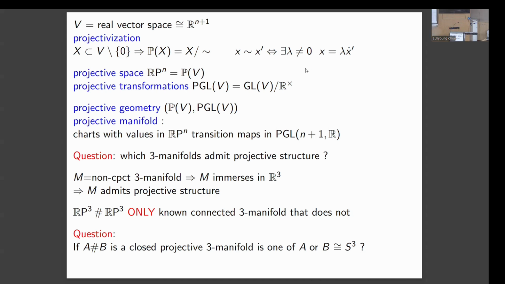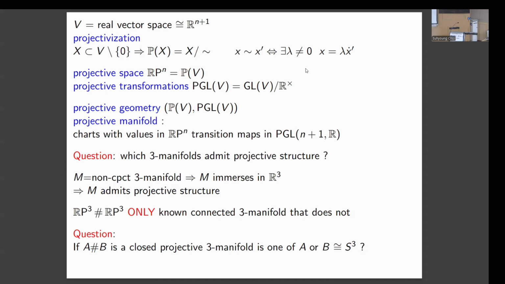That leads to the question, what about three manifolds? Which three manifolds admit real projective structures? And this is not known. Every non-compact three manifold has a real projective structure for the simple reason that it immerses in Euclidean three space. Therefore, it immerses in projective three space, and that gives a projective structure. With compact manifolds, we know exactly one connected three manifold that has no real projective structure, the connect sum of two copies of real projective three space. And after 10 years, this is the only known example.